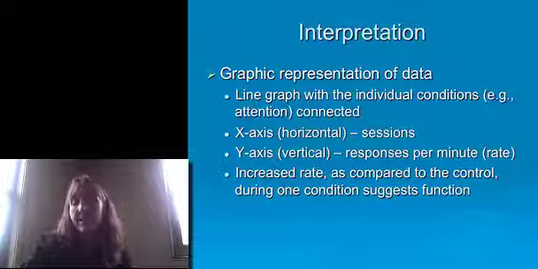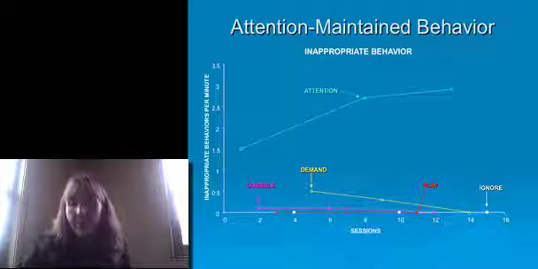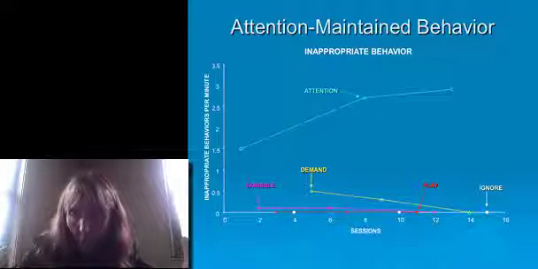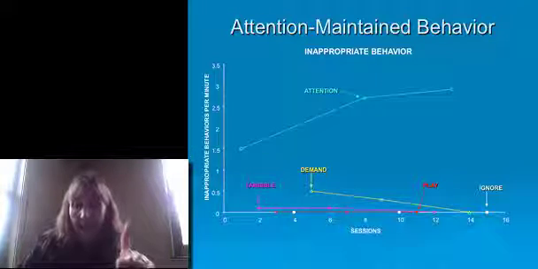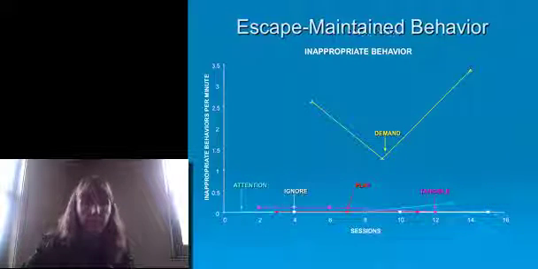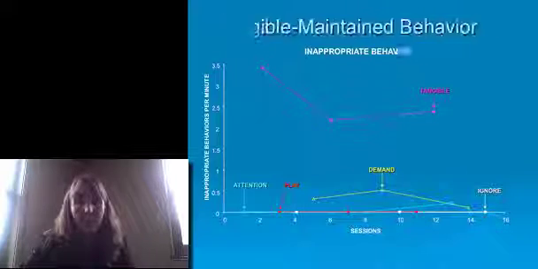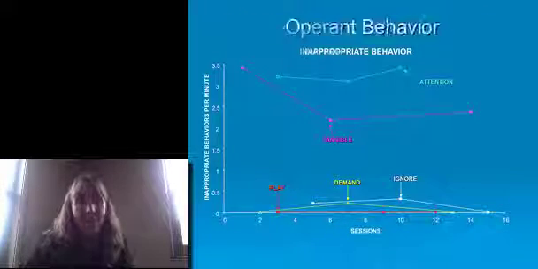And we would have sessions by responses per minute. And here's an example of what that might look like in a very nice functional analysis, which gives us a very clear primary function of attention. You can see how low all of the levels of behavior are except in the attention condition. Here's what it would look like in a demand condition. Again, everything low except escape. Tangible, everything low except tangible.